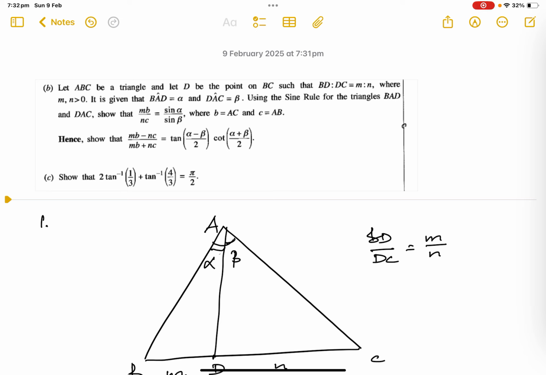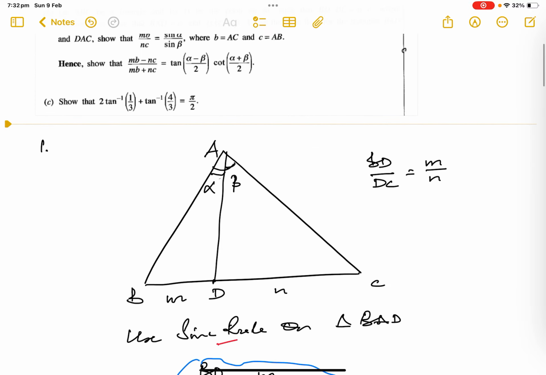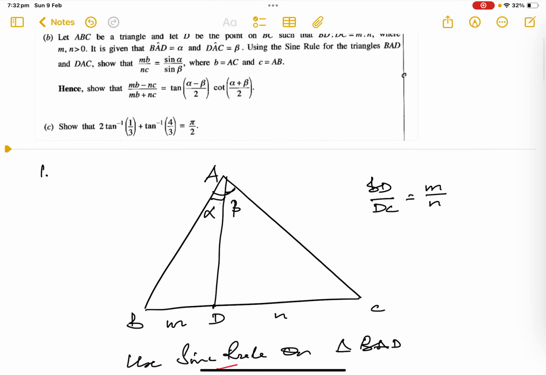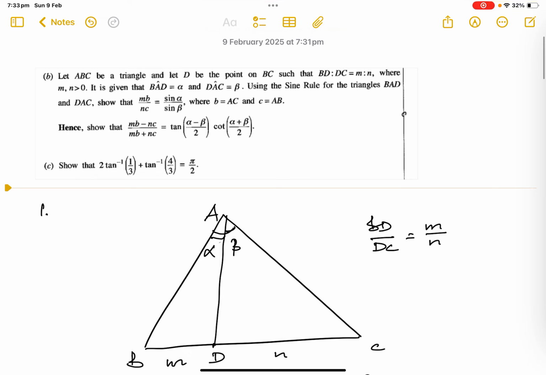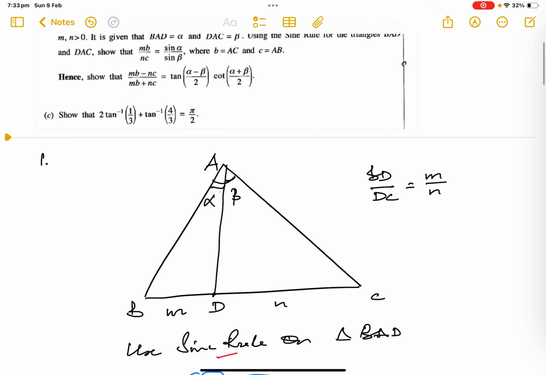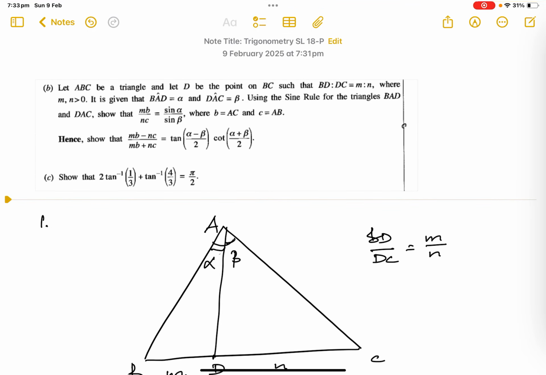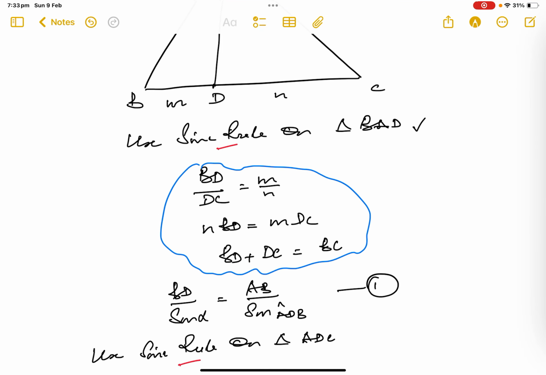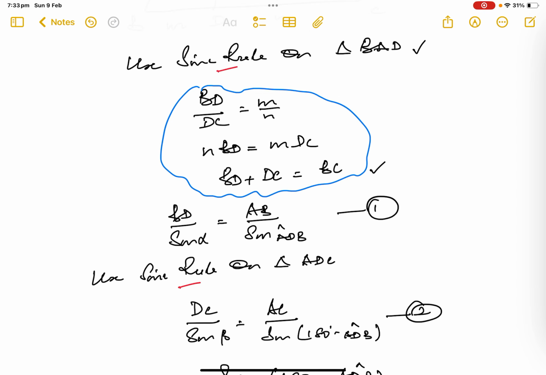Let's do the first part and then we'll come to the second part later. So a triangle, I just sketch a triangle ABC, and again D is the point somewhere along the BC, and the ratio BD to DC is M is to N. So we are supposed to use the sine rule for BAD and DAC. So, sine rule for triangle BAD.